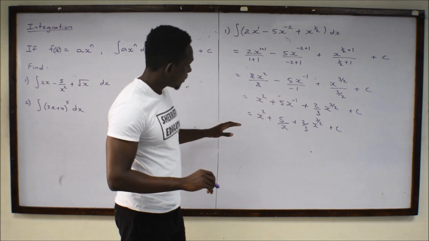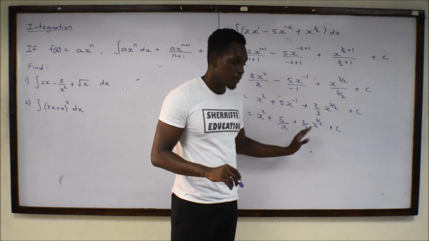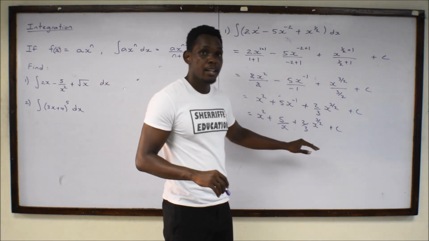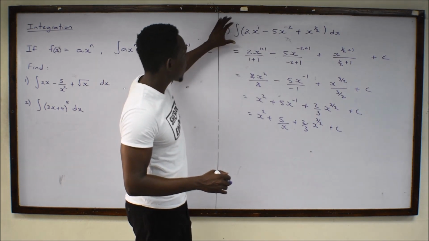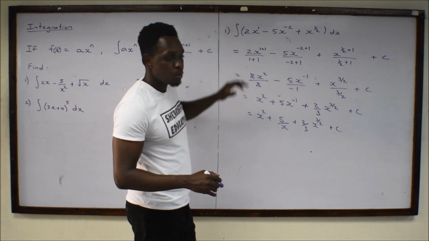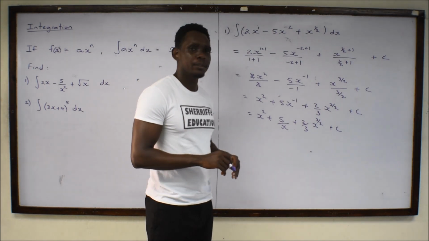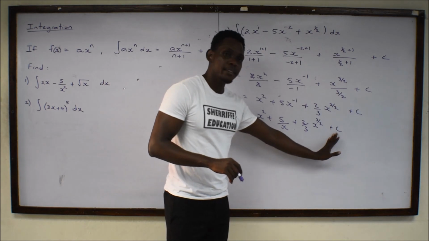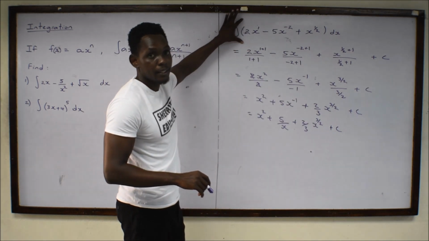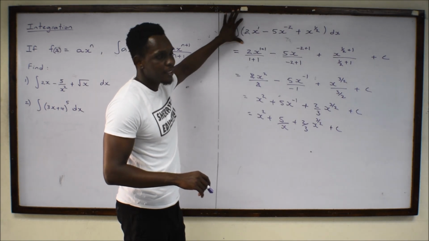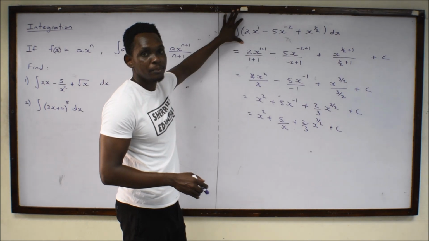Now, if you were to differentiate this, then you would end up back with the original. So go ahead and have a go. Differentiate this and see if you end up back with the original thing. If you don't, then you did something wrong. Just have a go.